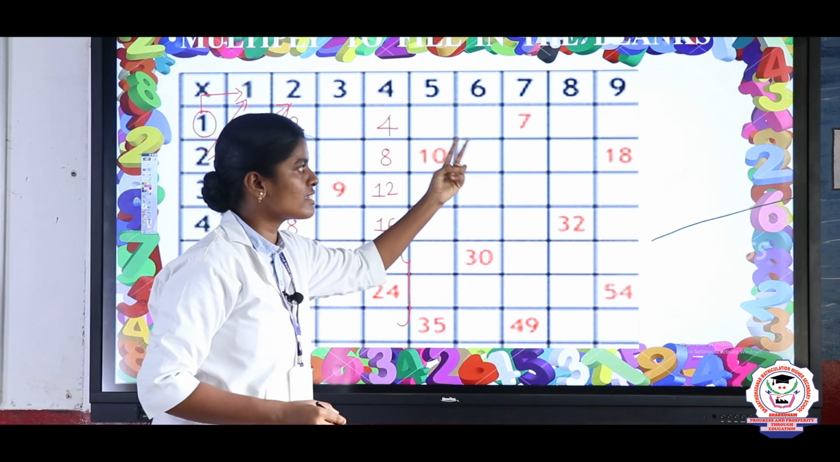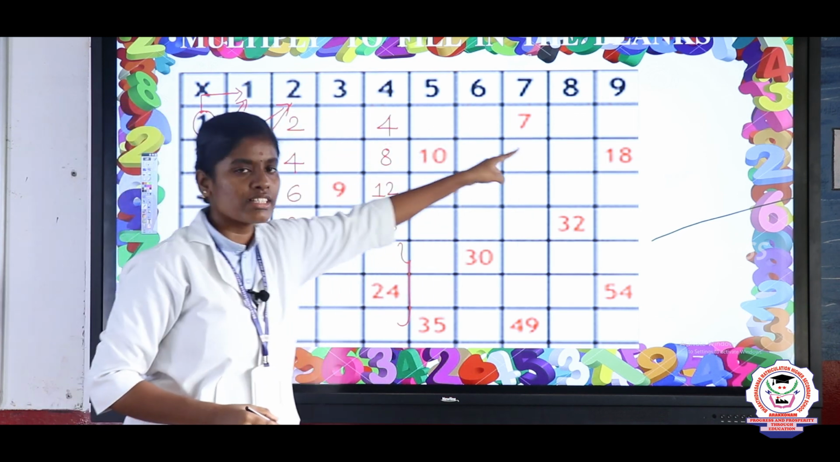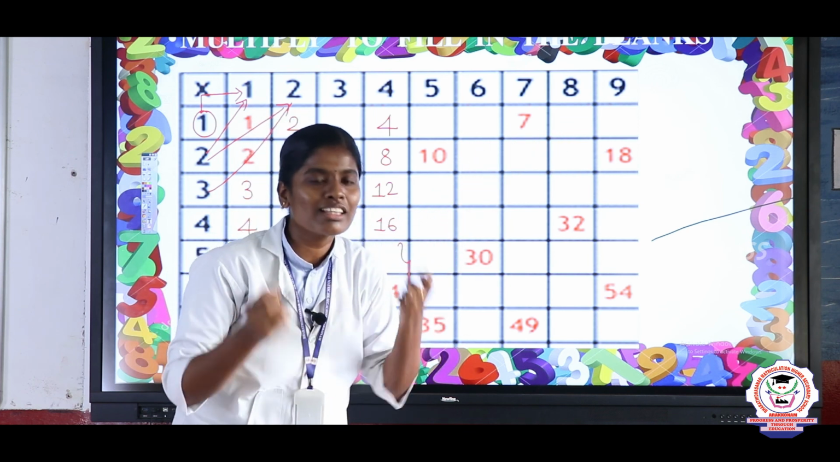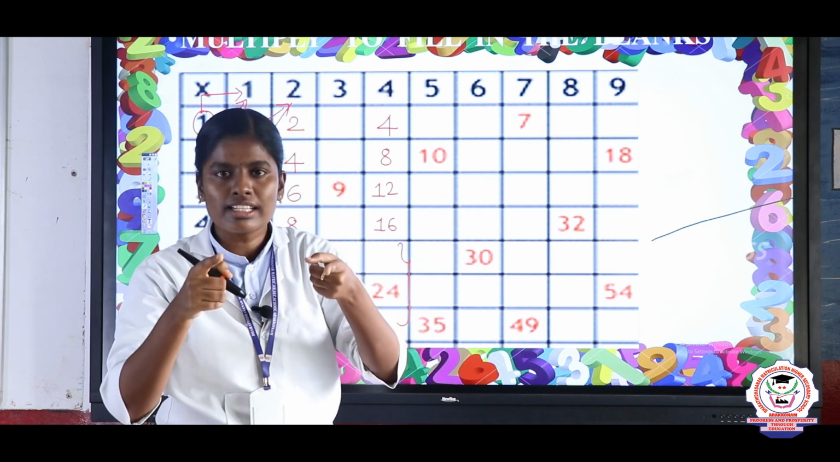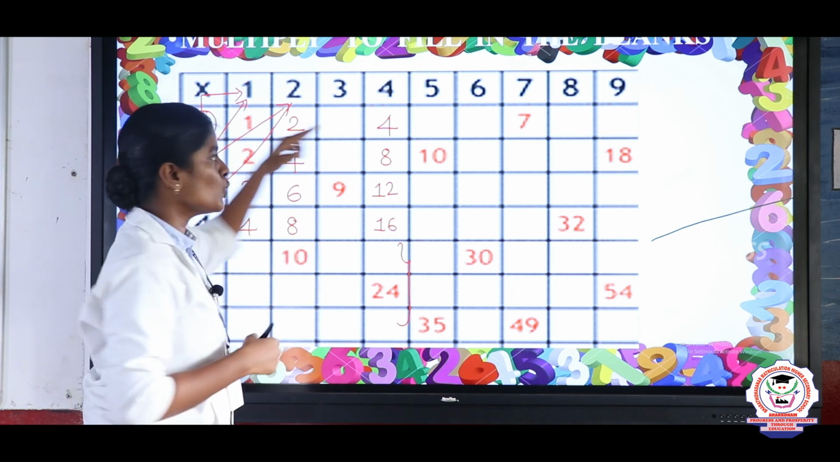Okay, 5 and 6. Now I am going to explain 7. So now we will take 1 sevens are. Take 1 multiply by 7. What is the answer? That is 1 time of 7. So the answer is 7. So 1 sevens are 7. Next you will take 2 sevens are.